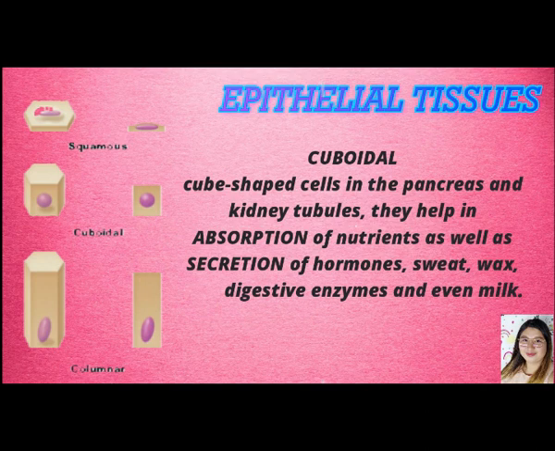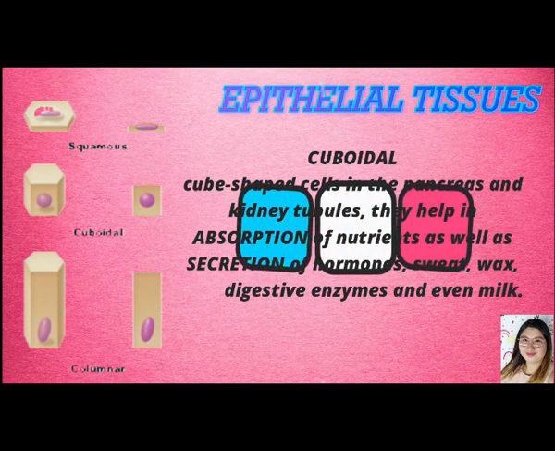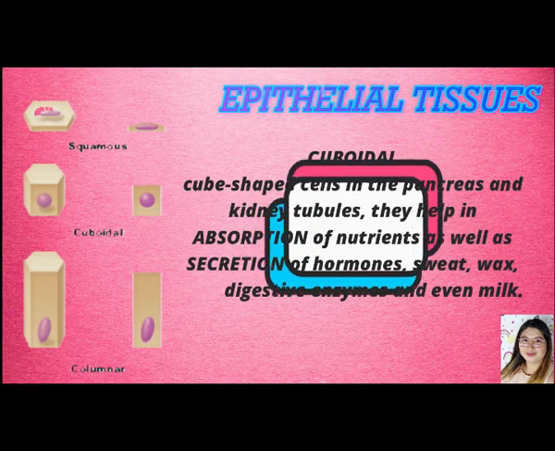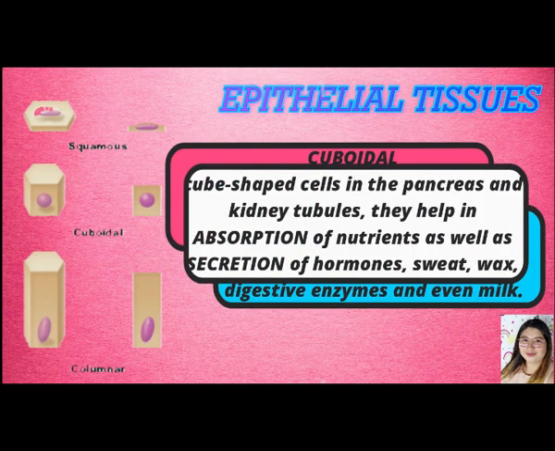Okay, number 2, we have the cuboidal epithelium. It is cube in shape. Oh, yan, ang itsura niya. Located in our pancreas and kidney tubules. So what do they do? They help in the absorption of nutrients as well as secretion of hormones, sweat, wax, digestive enzymes, and even milk. So makikita natin yung cuboidal epithelium na yan.